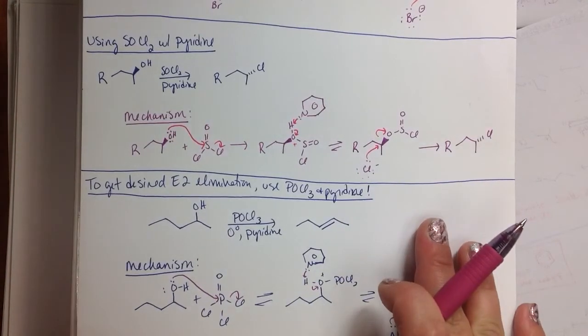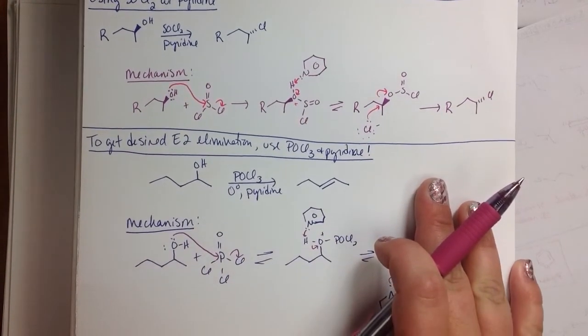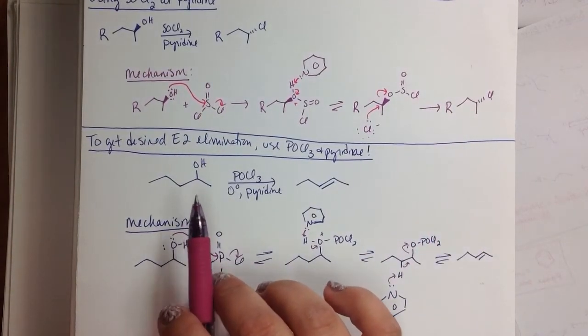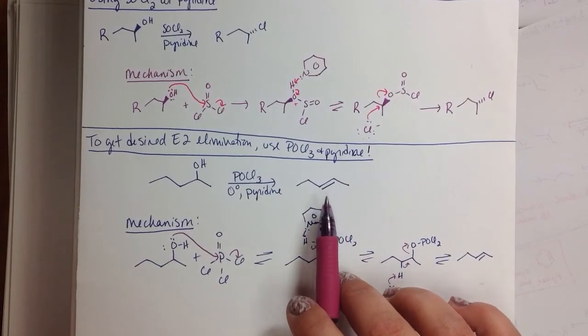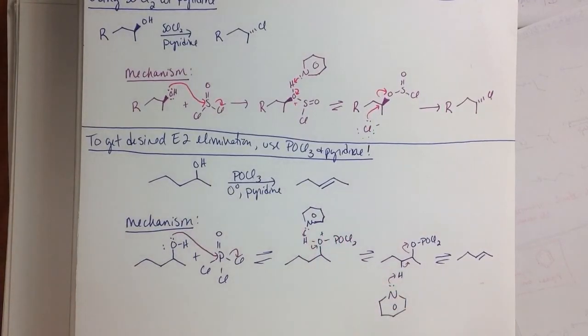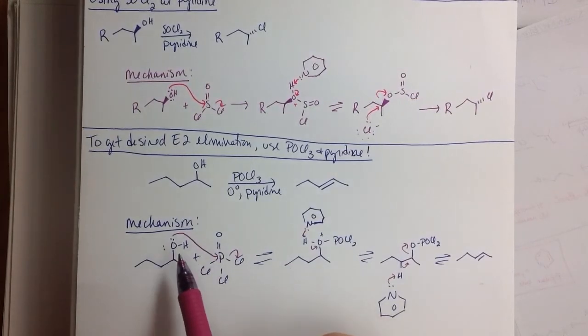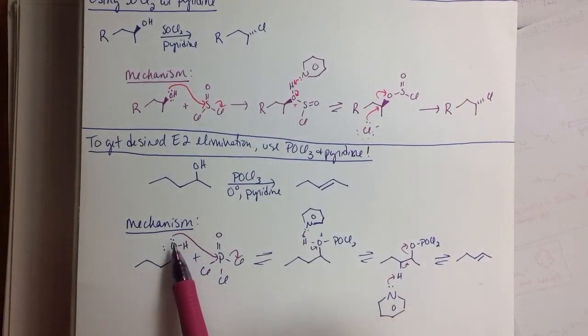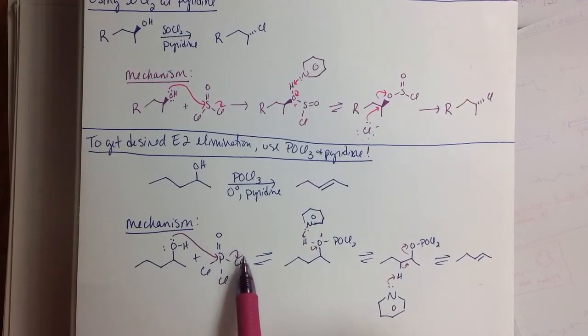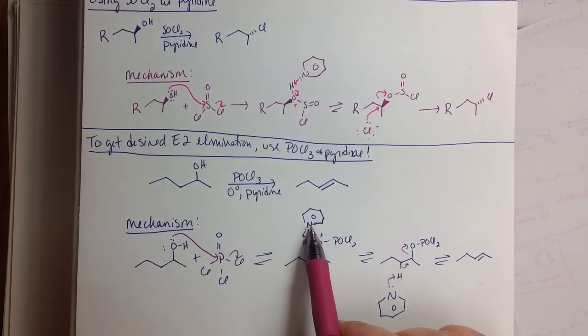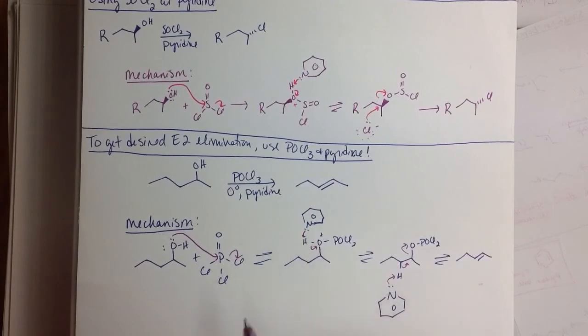Now, POCl3 is another one. At 0 degrees with pyridine, we could actually take the alcohol and turn it into a double bond. So this is sort of the opposite of that reaction, in that you can simply take this guy, and he's going to attack this phosphorus, and the chlorine leaves. Here, though, we're going to use two equivalents of pyridine. So first, this nitrogen comes and grabs that oxygen, or that hydrogen, excuse me, and electrons go back.